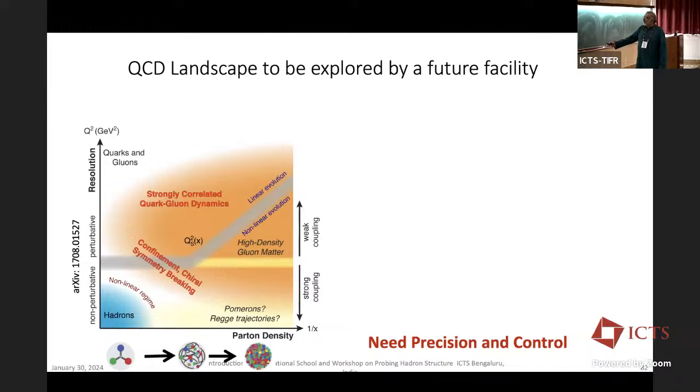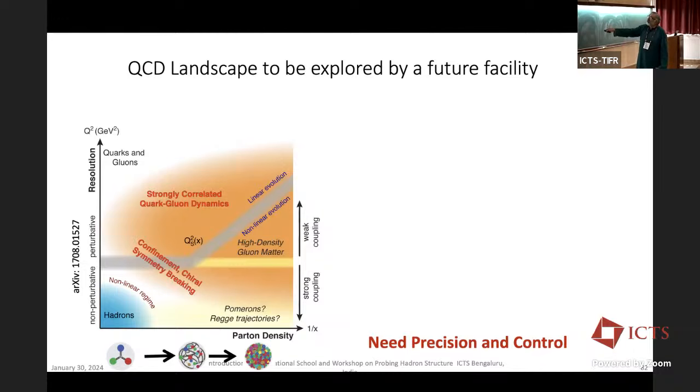So now on the x-axis, I have parton density. It increases on the x-axis here. So this is 1 over x. And I've shown this schematically: at high x, we have a hadron that looks like mostly valence quarks bound by gluons. And then as you go to lower and lower values of x, the number of gluons increases and the total parton density is increasing. So that's the x-axis.